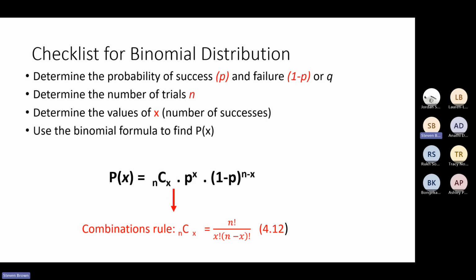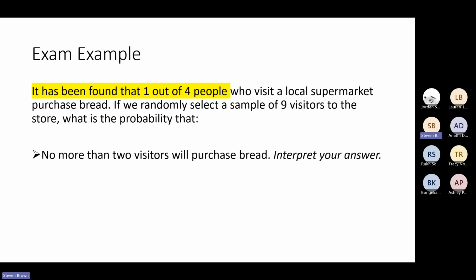Now remember, this is a discrete probability distribution. So class, depending on the question, you are going to have to add up the number of probabilities that they are looking for. So here is an ideal exam type question. It's going to look very much like this, class. They're going to say something along the lines of, it has been found that 1 out of 4 people who visit a local supermarket purchase bread. If we randomly select a sample of 9 visitors to the store, what is the probability?